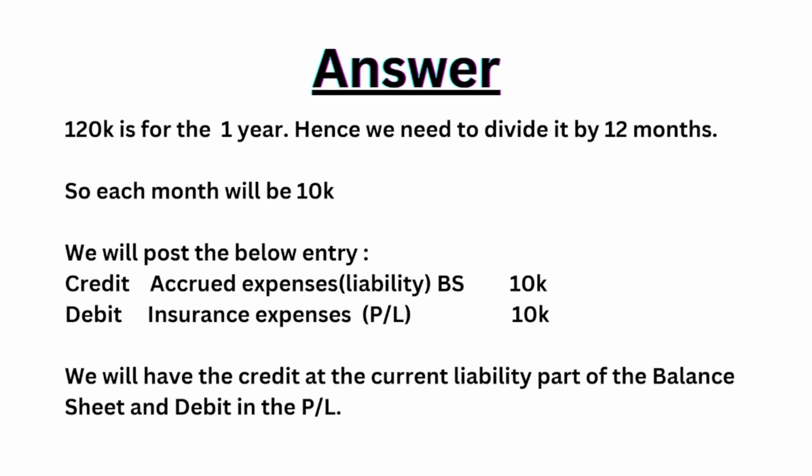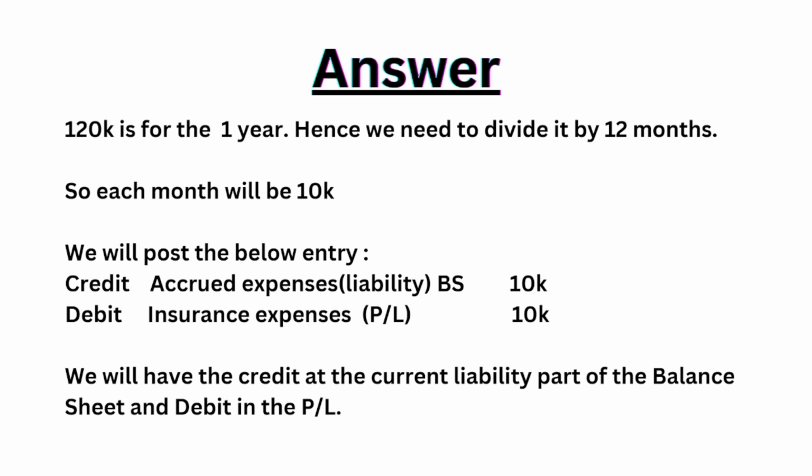So to answer the question, we need to break it down, because from the question we realize that 120,000 is for 1 year. Hence, we need to divide it by 12 months. So each month will be 10,000. So the month of January, what we need to post is only 10,000 out of the 120.